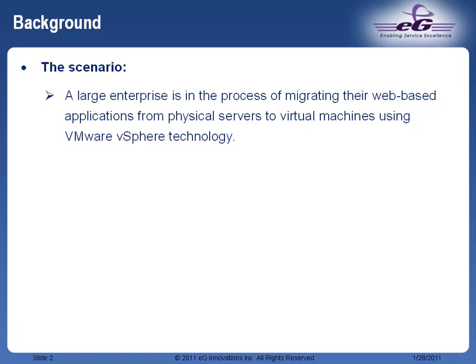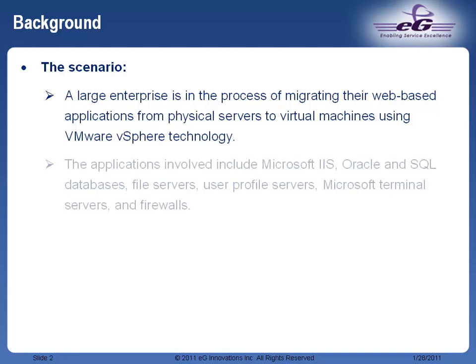In our example, a large enterprise is in the process of migrating their web-based applications from physical servers to virtual machines using VMware vSphere technology. The applications involved include Microsoft IIS web servers, Oracle and SQL databases, file servers, user profile servers, Microsoft terminal servers, and firewalls.